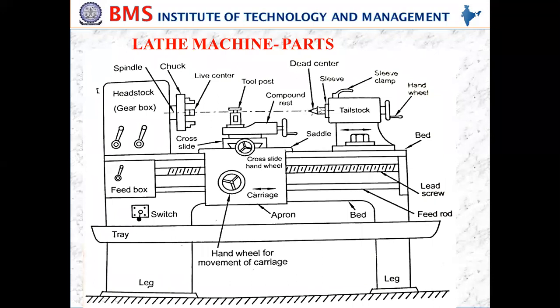Dead center, to provide the support to the other end of the rotating workpiece, and also to hold a tool called a drilling tool for performing operations like drilling, reaming, tapping. All these operations can be performed by holding the tools in the tailstock. So these are the two functions which can be carried out by the tailstock: providing support to the other end of the rotating workpiece, and holding a tool for performing operations like drilling, reaming, and tapping.